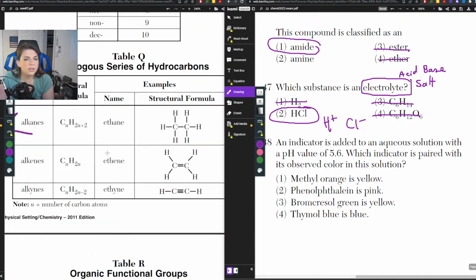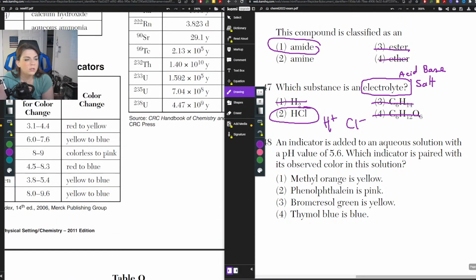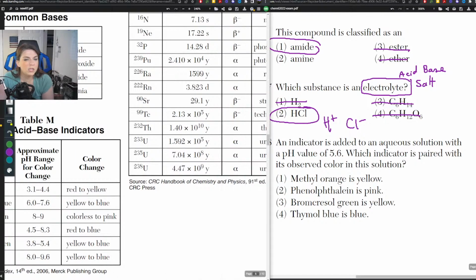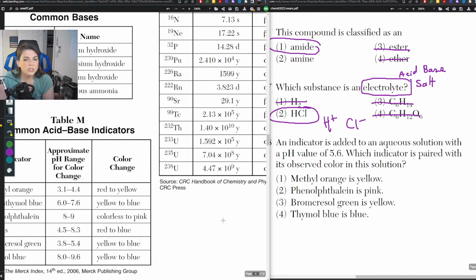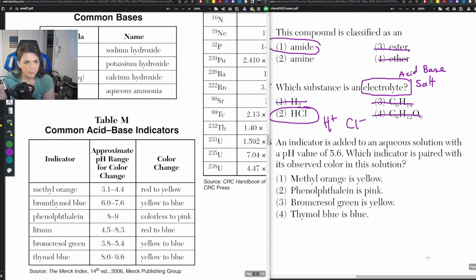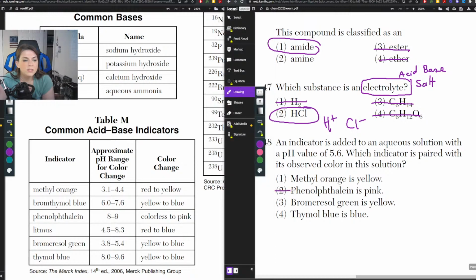48 is an acid-base indicator question. It says an indicator is added to an aqueous solution with a pH of 5.6. Which indicator is paired with its observed color in this situation? Okay. So phenolphthalein, I'm going to rule that out right now because, if you did any acid-base labs, that's the easiest one. It's pink in a base and it's colorless in an acid. So that's not it because 5.6 obviously is an acidic pH. And then it comes down to everything else.